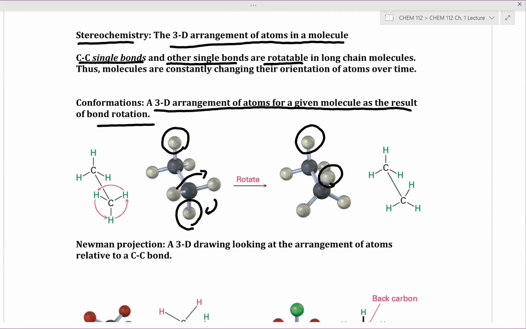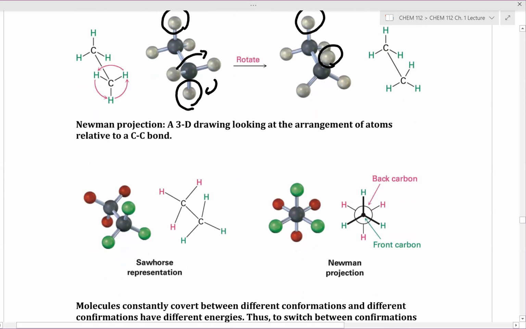Now, the most common way of visualizing the arrangement of atoms across a carbon-carbon bond is known as a Newman projection. It's a 3D drawing looking at the arrangement of atoms relative to a carbon-carbon bond. Okay, so starting off, let's pretend we have a carbon-carbon bond and we're looking at that carbon-carbon bond, right? So the black is our carbon and the red and green are our hydrogens.